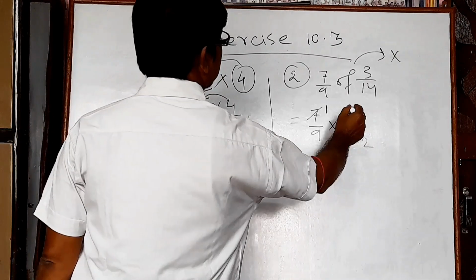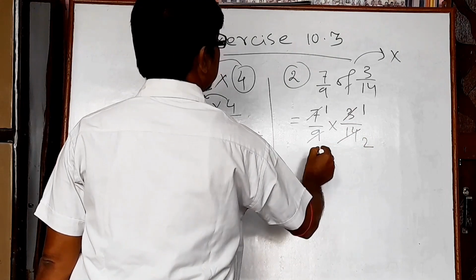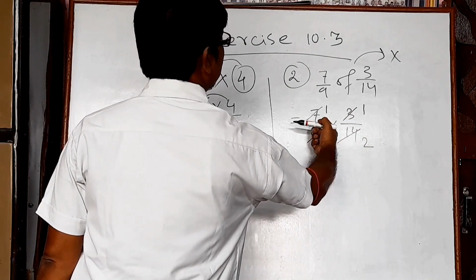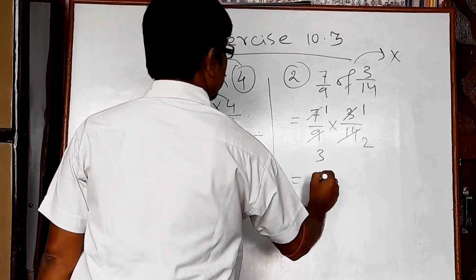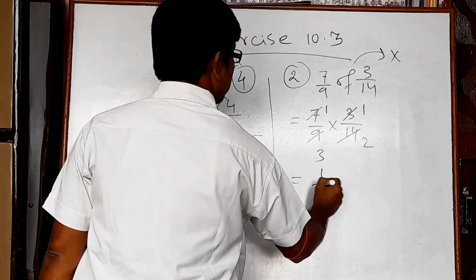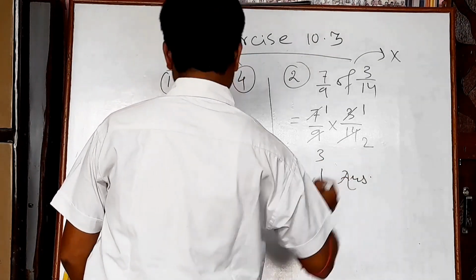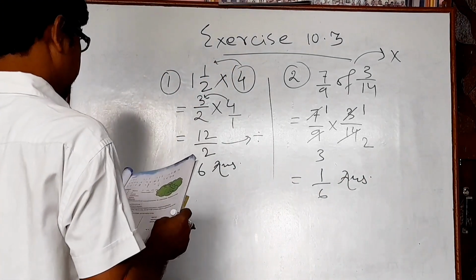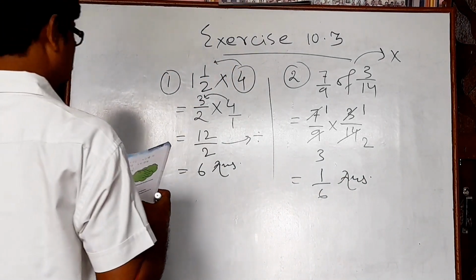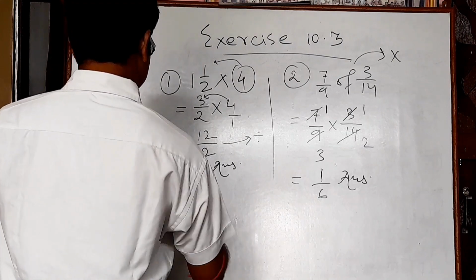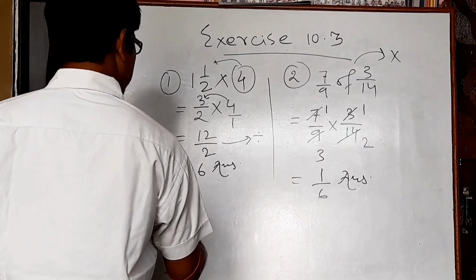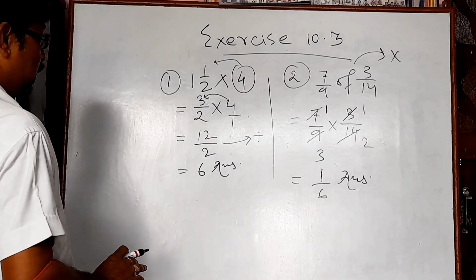Here 3 1s are 3, 3 3s are 9. What will be the result? Multiply numerator with numerator, there is 1, and 3 2s are 6. This is 1 by 6, that will be the answer. Now one more question is also. See question number. Pause the video to note it down.